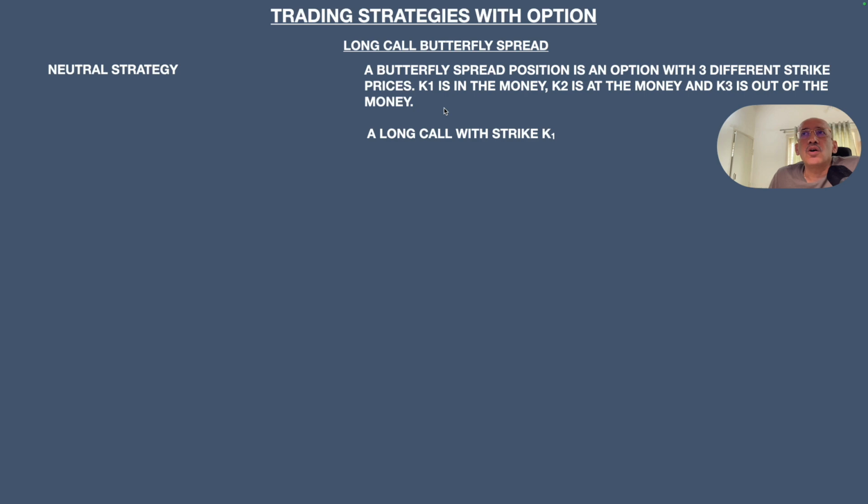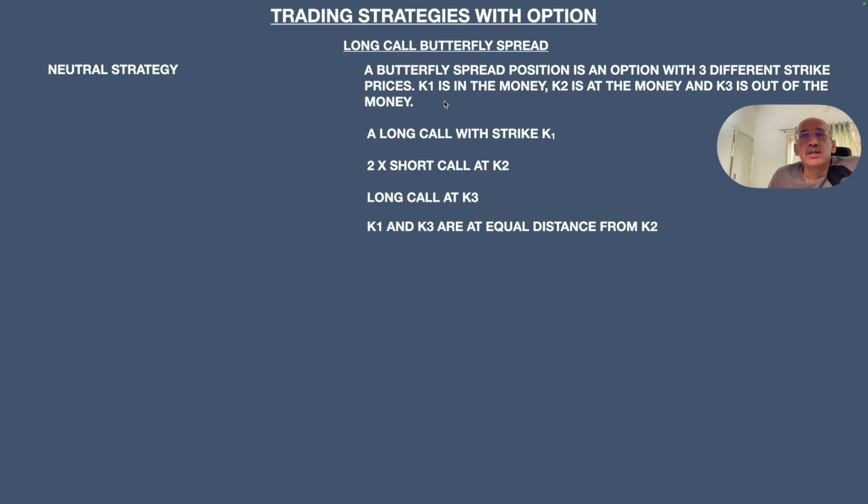Now, here a long call with strike price K1, which is in the money, is bought. And two calls are sold at the money strike price of K2. And one call is bought at far out of the money K3. You must be aware that K1 and K3 are at equal distance from the at the money call of K2. See, this strategy will result in a net debit spread. Net debit: you have to pay upfront to execute this strategy.